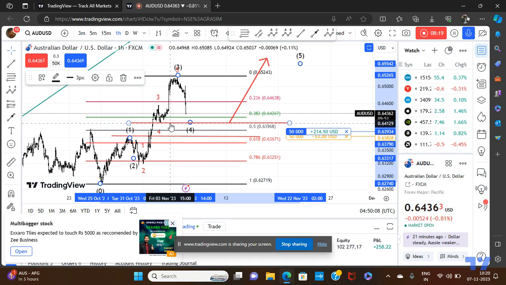And still, my view is bullish. My view is bullish. And let's hope things work out.